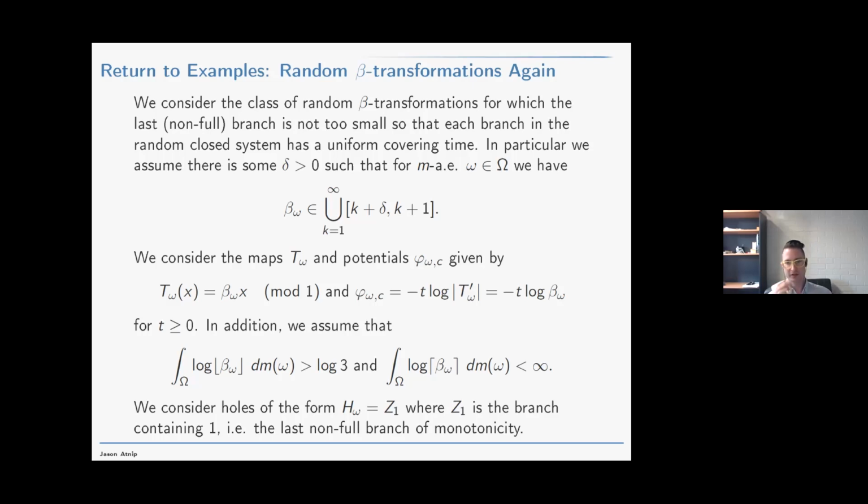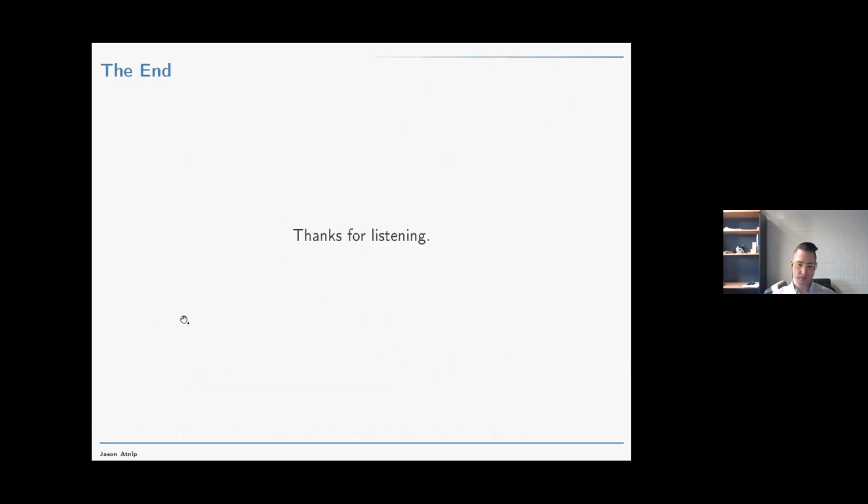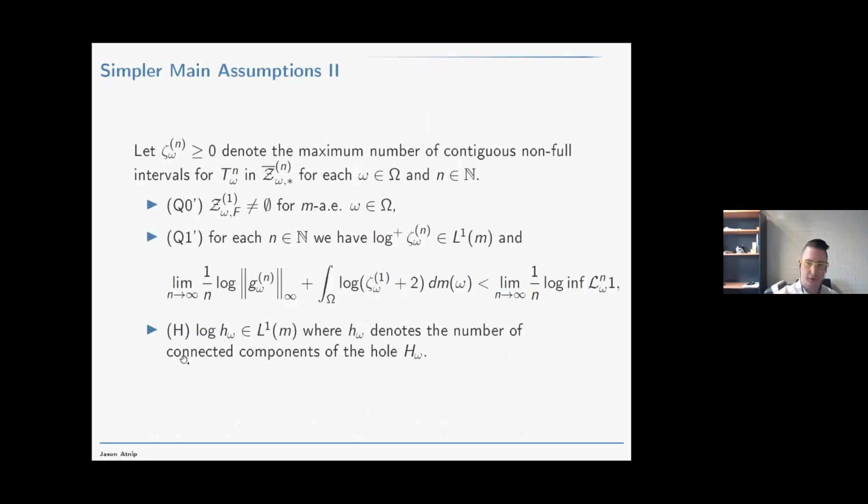If you want to look at this class of beta transformations and pick a hole to be something else, it's pretty easy to show that your number of non-full branches is going to be less than or equal to 3. If we go back, there we go. It's pretty easy to show that if you put your hole anywhere else for one of those beta transformations, your ζ_ω^1 number will be at most 3. So you just need to replace this middle term in our contracting potential with the integral of log 5, so just log 5.